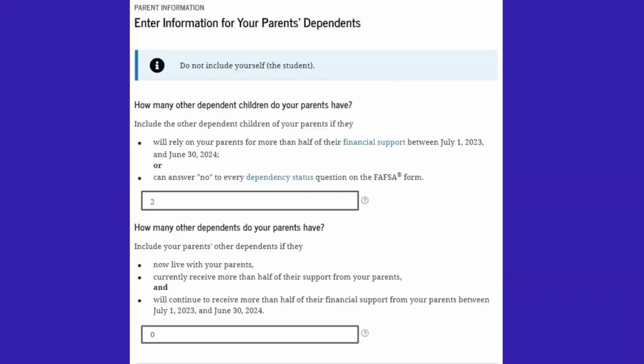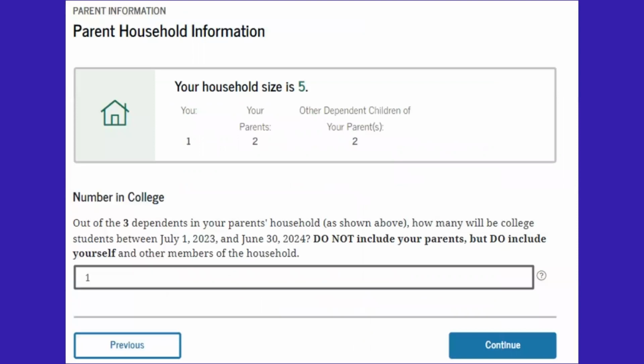Okay, now we're going to talk about other siblings in the house. So how many dependent children do your parents have? They want to know if there are additional children in the house, because that can affect the amount of aid that you're eligible to receive, and any other dependents that live with your parents. So it could be a grandparent, a relative, somebody who is a legal dependent of the parents that the student is living with.